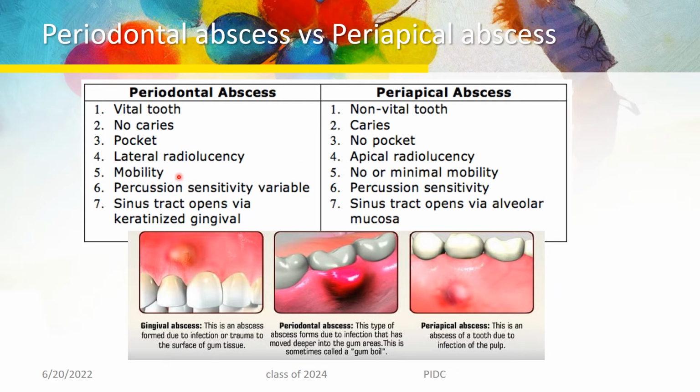There could be mobility in case of periodontal abscess. There could be no or minimal mobility in case of periapical abscess. Percussion sensitivity may be variable in periodontal abscess, whereas in periapical abscess the percussion sensitivity will be present. The sinus tract opens via the keratinized gingiva in one, whereas in the other the sinus tract opens via the alveolar mucosa. So you can see the differences between all three abscesses.